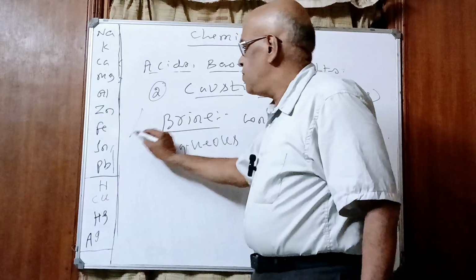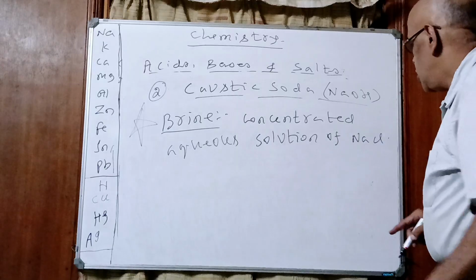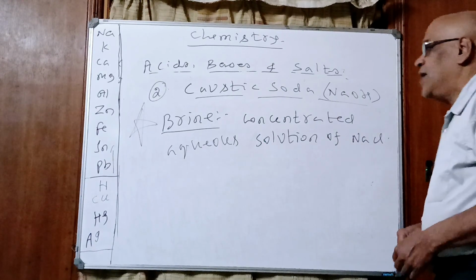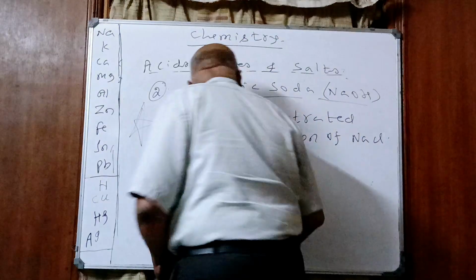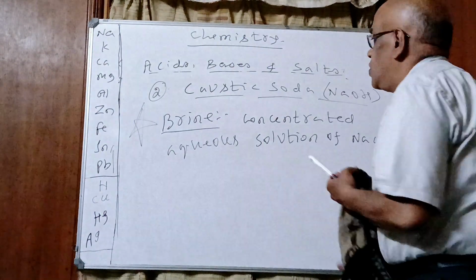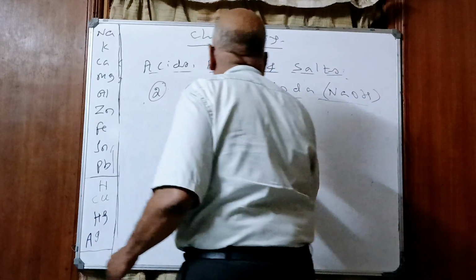One more question. Concentrated aqueous solution of sodium chloride is called brine, children. So brine is the raw material or starting material for what? For caustic soda, sodium hydroxide. Let us see the reaction.